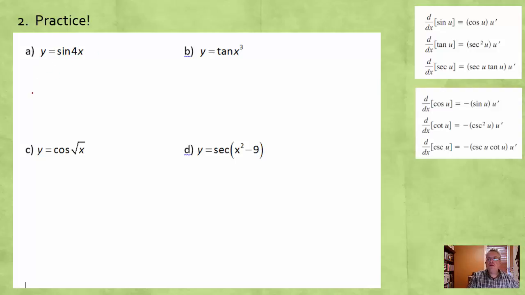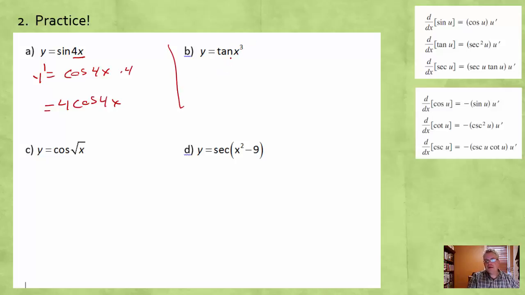So this is a chain rule problem, but let's use the formula. Y prime equals cosine of u, so cosine 4x, times the derivative of the inside function, times 4. So we have 4 cosine 4x. That's it.